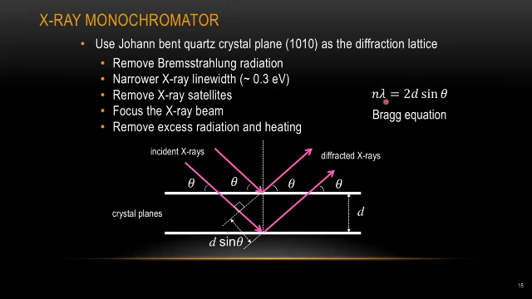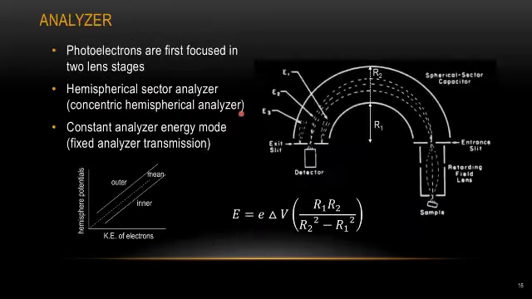The way we design the diffraction lattice is quite simple. We can use the Bragg equation, where n is the diffraction order, d is the distance between the crystal planes, theta is the angle of diffraction, and lambda is the wavelength of our incident X-ray. By passing the X-ray through the monochromator, we can remove the Bremsstrahlung radiation and narrow the X-ray line width down further, to about 0.3 eV. We can remove the X-ray satellites, and most importantly, we can focus the X-ray beam to a desirable X-ray spot size.